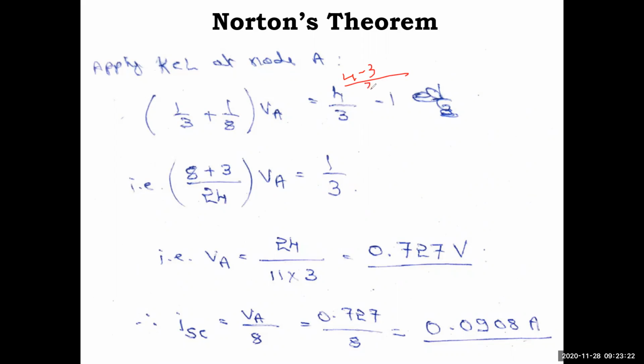If you have written there two steps, third step you can write like this. Here VA terms are grouped. Here this one you have taken. So then you will get 1 by 3. So now what you will get here, 11 by 24 VA equal to 1 by 3.